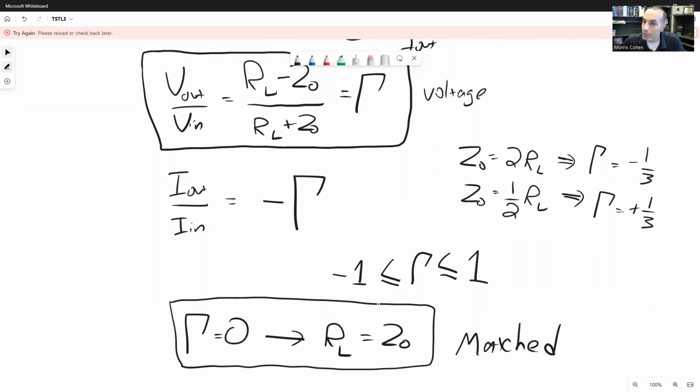A positive value of gamma tells you that you're closer to an open circuit. Closer to an open circuit, that means the load must be bigger. And that's what this is. Load is bigger.